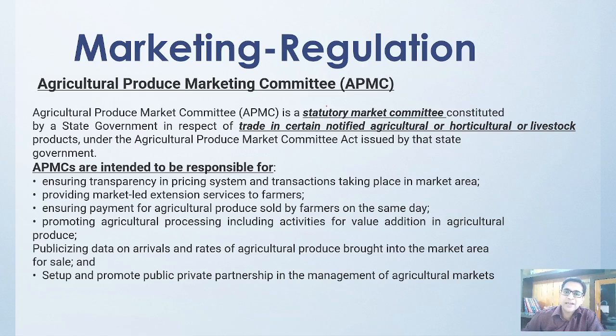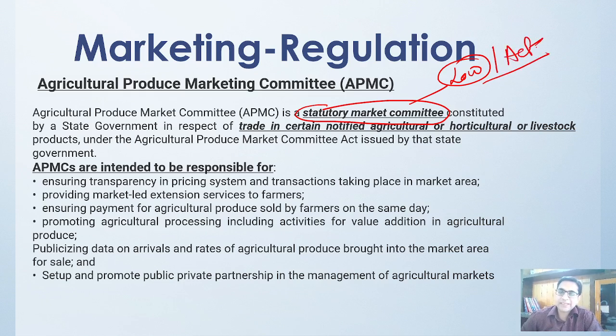So these are the statutory market committees. That means they are constituted by the law and by the act that has been passed by the legislature, right? There are certain notified commodities. Notified means rice, wheat, some vegetables, sugar and various other things. Horticulture and livestock products are there. For these, the trade can only happen under these mandis first.